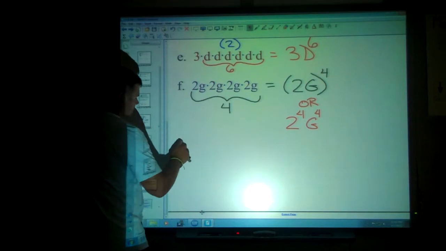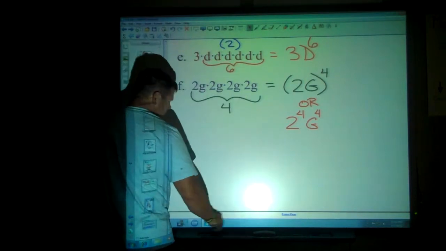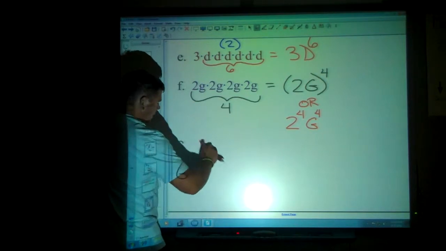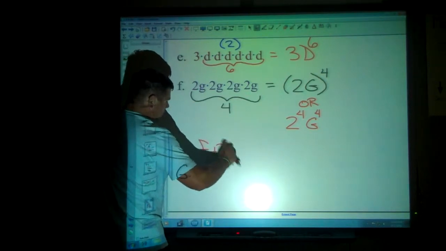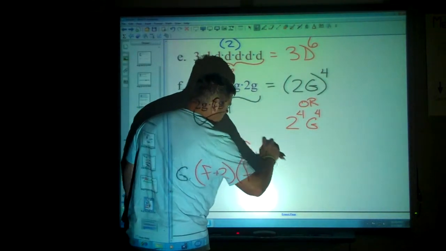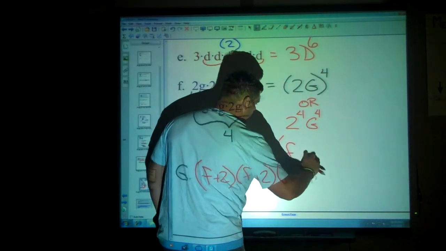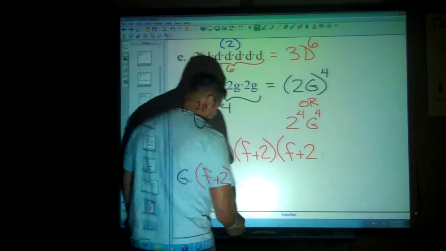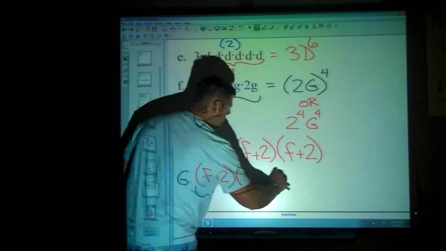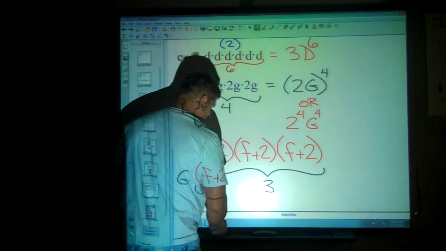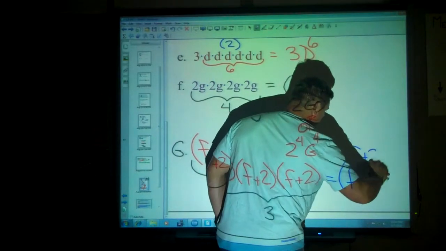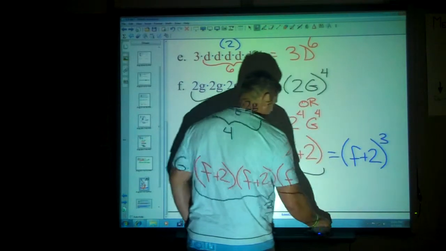If I were to make up another example, if you saw f plus 2, f plus 2, f plus 2, you're going to have to say, well, there's 3 of those, which means, in parentheses, f plus 2 to the 3rd power.